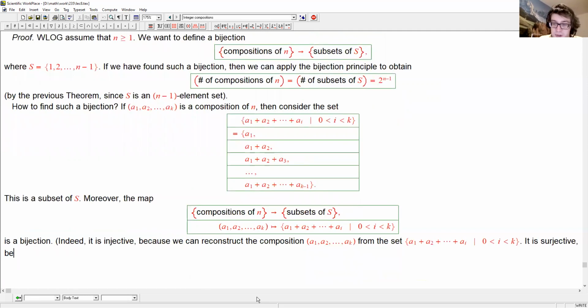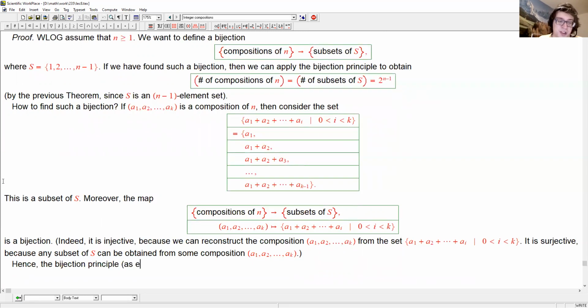It is surjective because any subset of S can be obtained from some composition. Why? If you have a subset of S, it subdivides the set S into little intervals. And the composition, the Ai's, are just the sizes of these intervals from left to right. This is how you undo this map. So therefore, the bijection principle, as explained above, yields a proof of the theorem. So much for compositions in the literal sense.